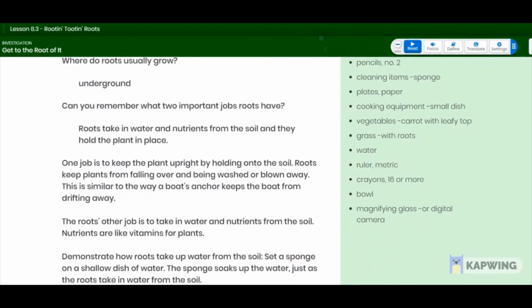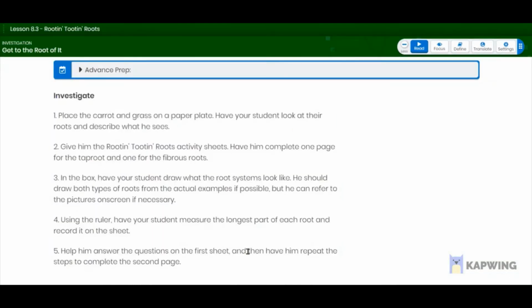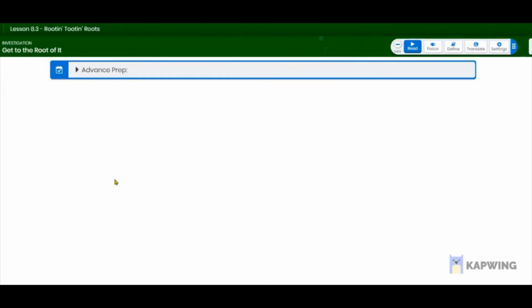The root's other job is to take in water and nutrients from the soil. Nutrients are like vitamins for plants. So roots take up water from the soil, kind of like a sponge soaks up water. Here are some activities, but I'm just going over the lesson. I'm not doing the activity portion of it.